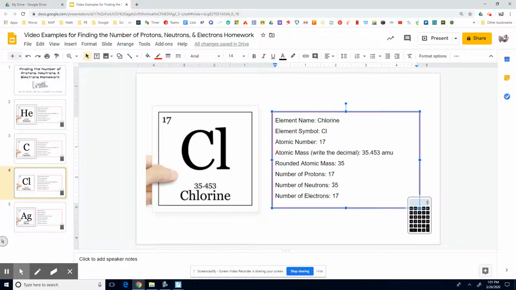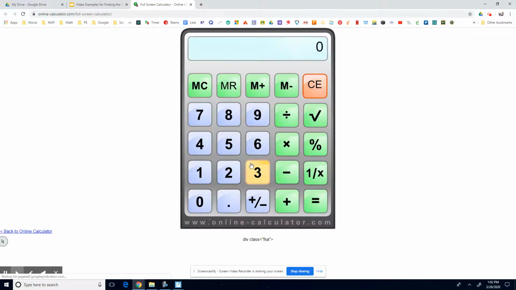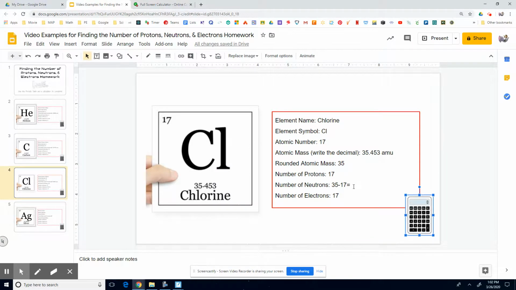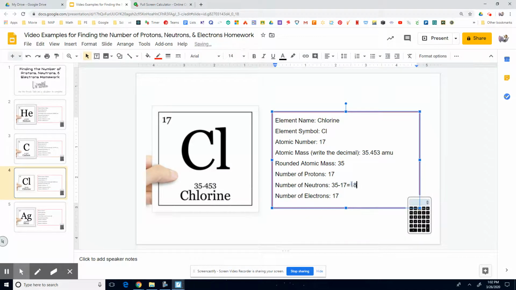And I'm going to subtract off the number of protons. So I need to figure out what 35 minus 17 is. If you can't do that in your head, go ahead and click on your calculator, and let's check 35 minus 17, and hit my equals button. It equals 18. So I'd go back here, and I would type 18 in there. See how this one is 17, 18, 17? They don't have to be the same number.